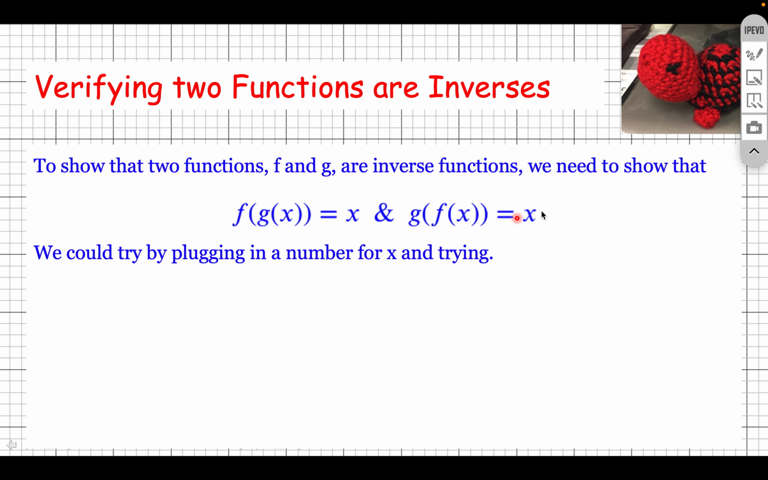In order to show that two functions are inverses, you need to show both that f of g of x equals x and g of f of x equals x. So we can do this by trying to plug in numbers.